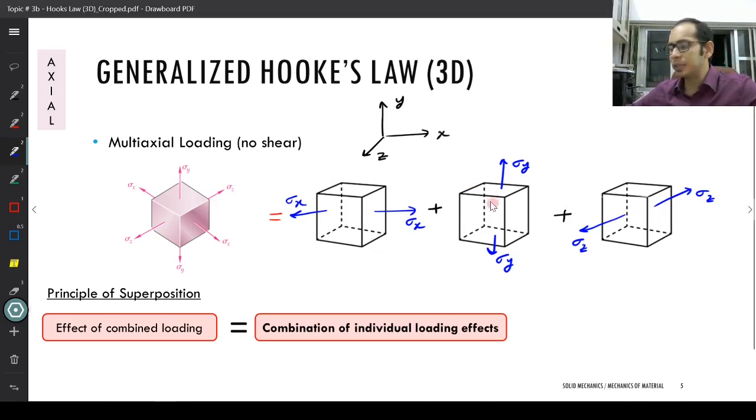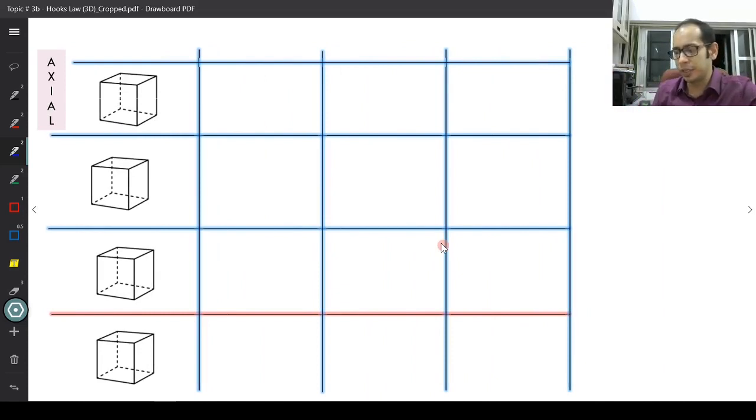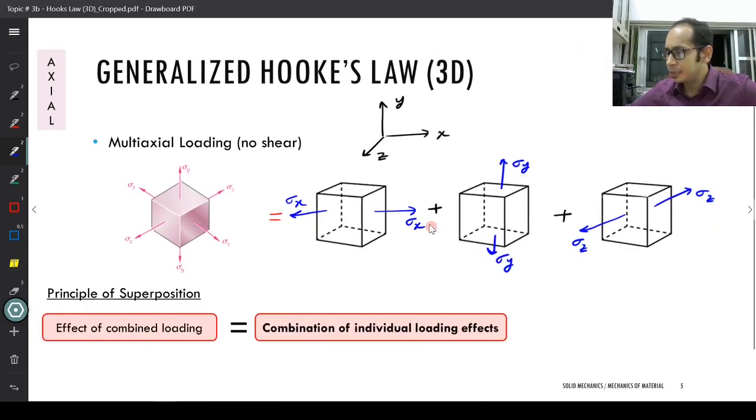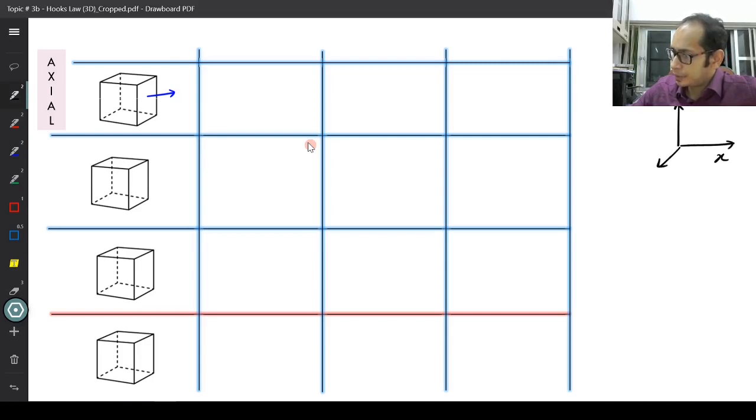Now that I have these individual loadings, let me go back and try to write the different strains which are going to arise, right? So again, what I have over here are these 3 separate cases and the final case which has maybe all the loadings together, right? So let me take these individual cases as the first 3 cases and write out what I intend to find, right? So let me take the first case. In the first case, I have again my coordinate system. I'm going to draw it on the very right. I have x, y, and z over here, right?